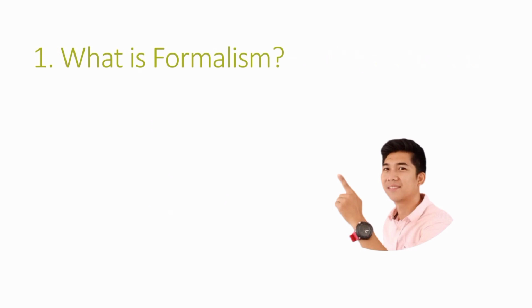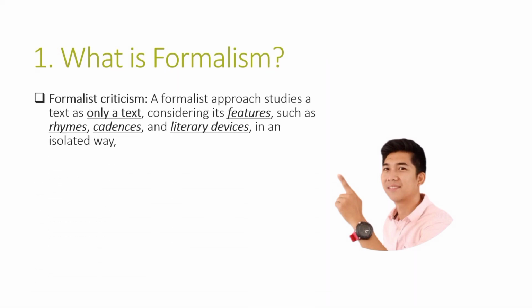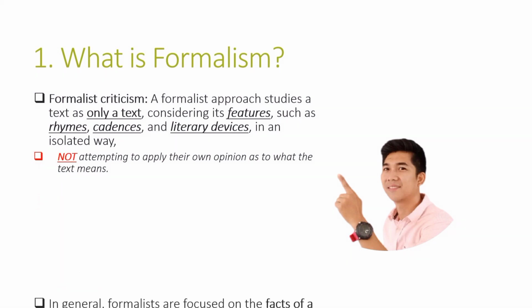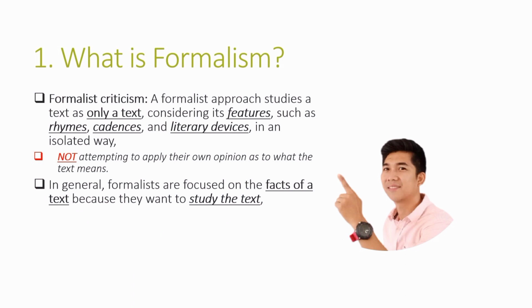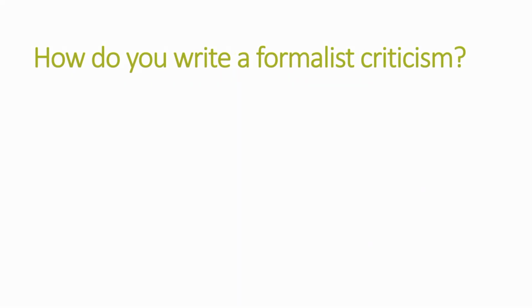First, what is formalism? Formalist criticism. A formalist approach studies a text as only a text, considering its features such as rhymes, cadences, and literary devices in an isolated way, not attempting to apply their own opinion as to what the text means. In general, formalists are focused on the facts of a text because they want to study the text, not what others say about it. How do you write a formalist criticism?